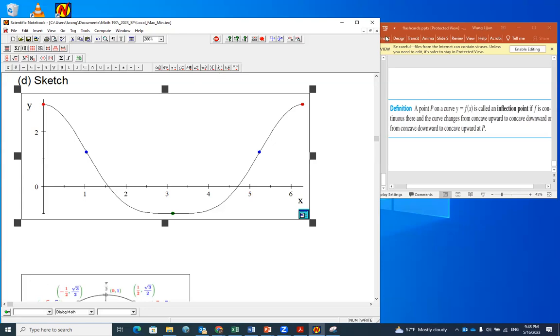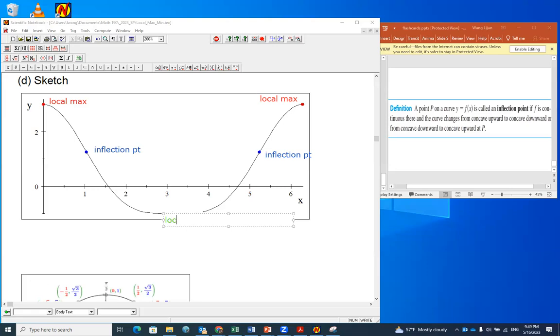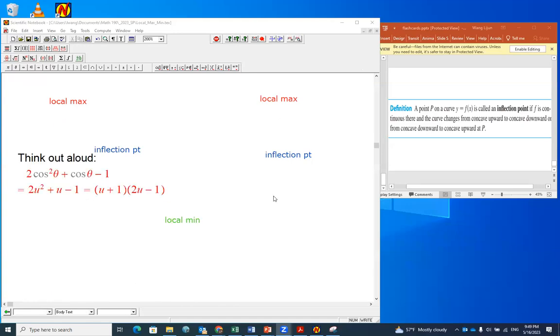So finally, I'm going to put a summary on this picture. Okay, so this is a local max. And that piece is local max. And this piece is an inflection point. So that's blue. Inflection point. Okay, and that one is an inflection point as well. And that piece, which we're going to use green, that's the local minimum. Local minimum. Okay. And if you have any questions, please don't hesitate.